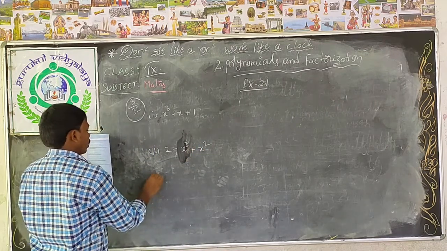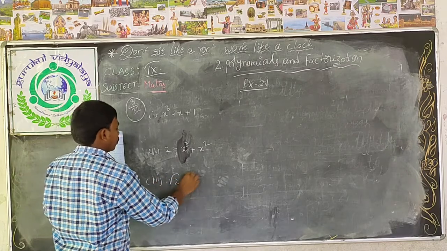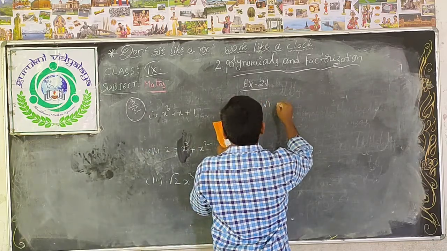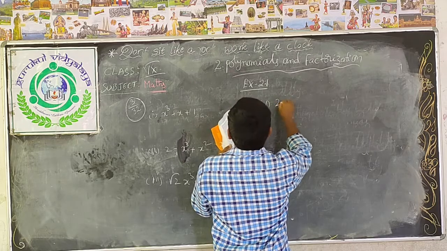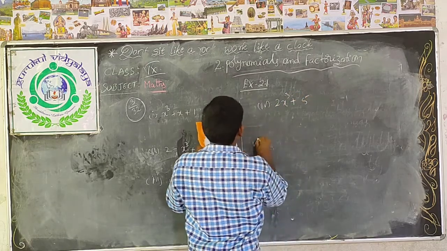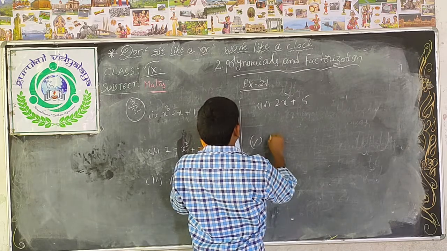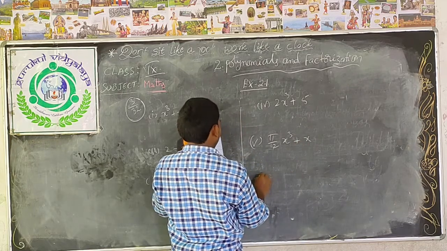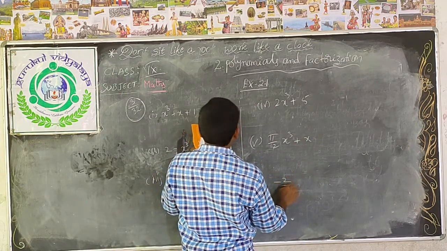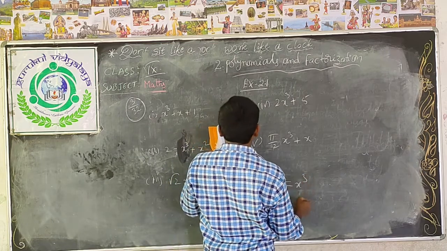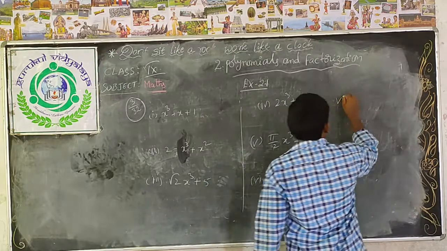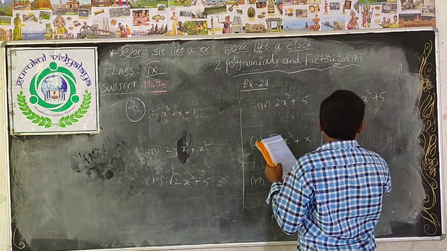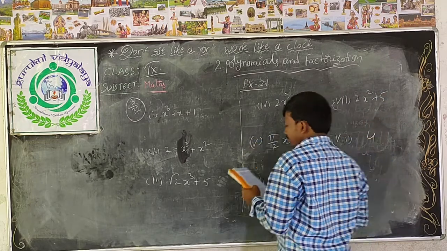Third one, root 2 x cube plus 5. Fourth one, 2x cube plus 5. Fifth one, 5 by 2 x cube plus x. Sixth one, minus 2 by 3 x cube. Seventh one, 2x square plus 5. Eighth one, 4.